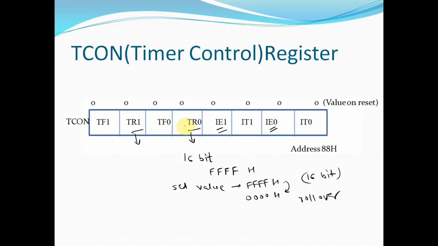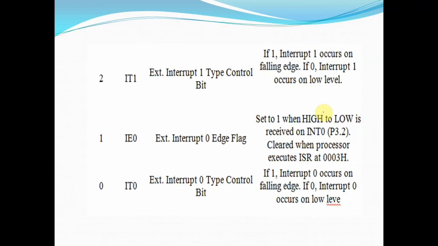And the last two bits are IT1 and IT0. They are the external interrupt 1 type control and external interrupt 0 type control bits. That means if we set the IT1 bit equal to 1, then the interrupt will occur on the falling edge, that means high to low. And if we set it equal to 0, then the interrupt will occur on the low level. So when we set it equal to 0, it is a low level triggered interrupt, and when we make it equal to 1, it will be a falling edge triggered interrupt.